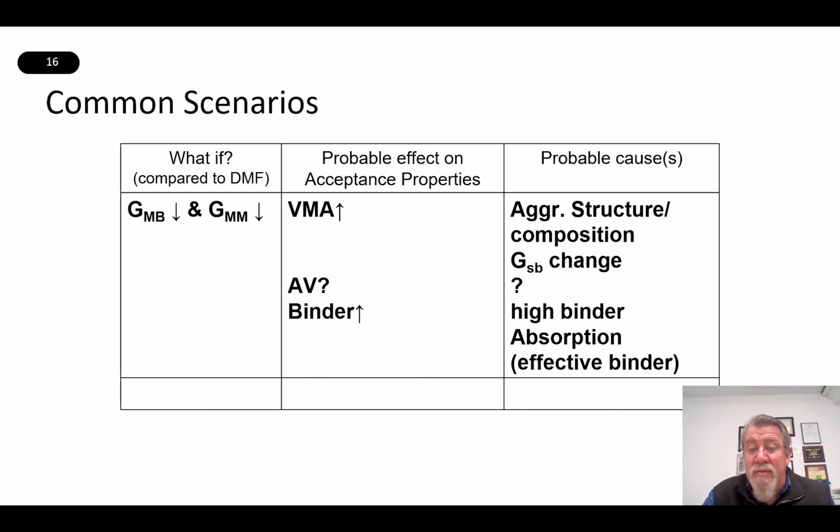Your probable causes: since GMB and GMM both went in the same direction, probable cause is the ag gravity of your blend has probably changed, probably gone down. Air voids, I say, should remain pretty constant. Binder content, if your GMM goes down, most likely your binder has gone up, probably related to binder absorption. So your effective binder has increased and caused your GMM to go down.